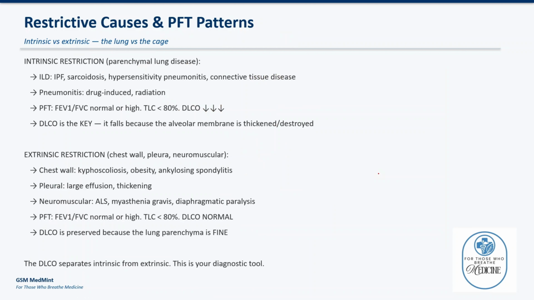Again, let's separate the intrinsic from the extrinsic restriction. This is where the DLCO becomes our friend. Intrinsic restriction is parenchymal lung disease. For example, as we stated earlier, idiopathic pulmonary fibrosis, sarcoidosis, hypersensitivity pneumonitis, connective tissue disease related interstitial lung disease, and radiation pneumonitis. The key point is that the alveolar membrane is destroyed, and the PFT pattern shows FEV1 over FVC normal or high.